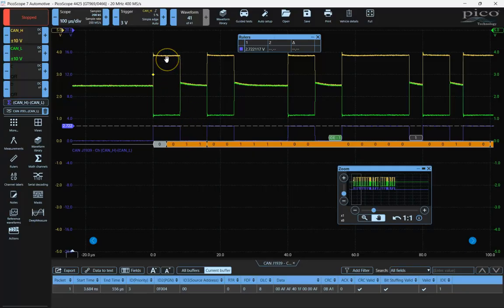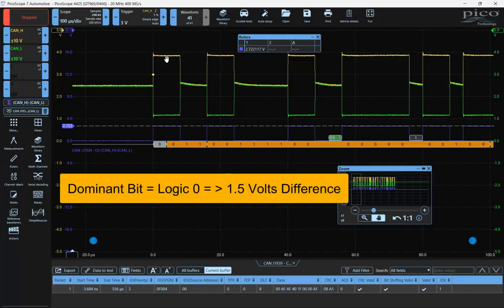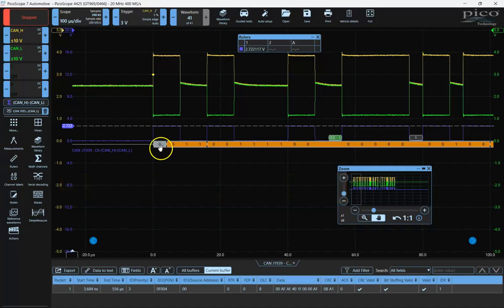Conversely, the point where the difference between CAN high and CAN low is greater than approximately 1.5 volts, we refer to this as the dominant state. And the dominant state in J1939, or in CAN, is assigned a logic zero. So once again, it seems opposite. Most people would look at this and say this is zero, here's one, here's a zero, here's one. So if I look, I can see that I have instances where I have more than one zero in a row, or more than one dominant bit in a row, and I have more than one recessive bit in a row. Here I have four in a row of one state.